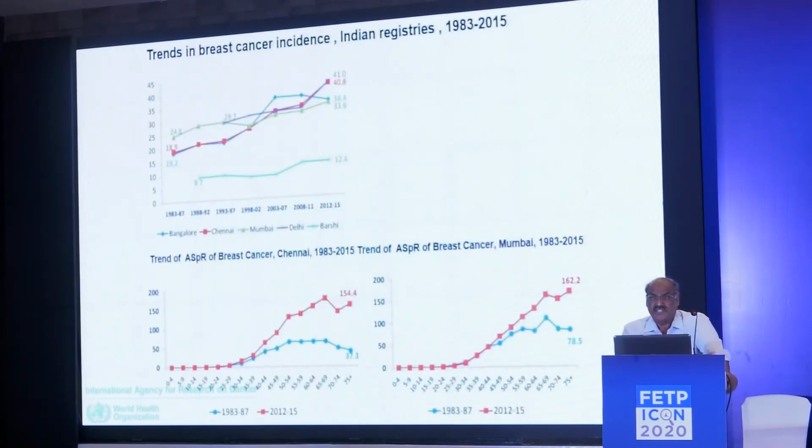Now coming to breast cancer: it is increasing, by 3 to 4% per annum. All across India it is increasing. This is one disease, including in rural areas, that is increasing.